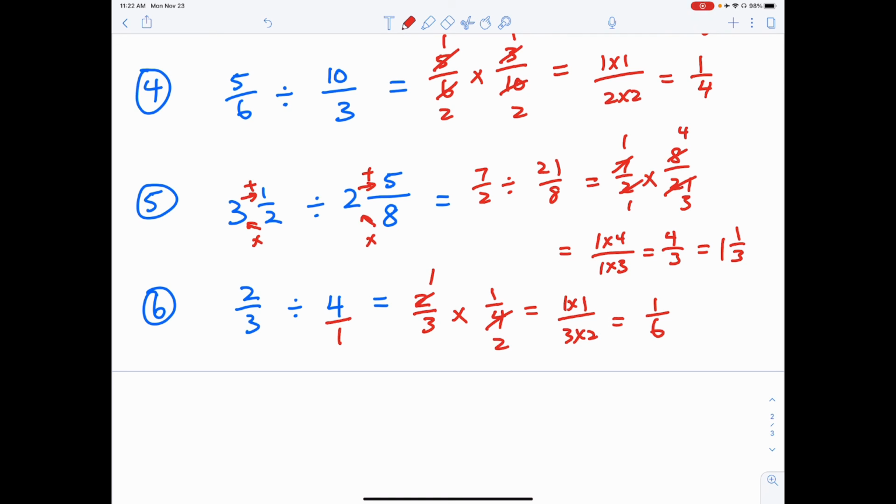So I hope this has answered all of your questions on how do we multiply and divide fractions.